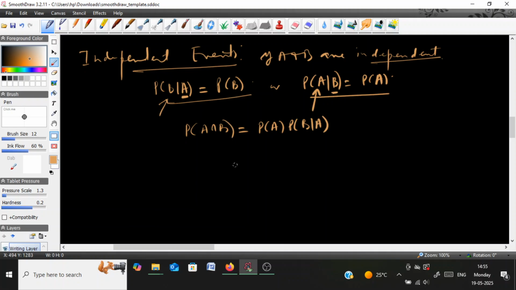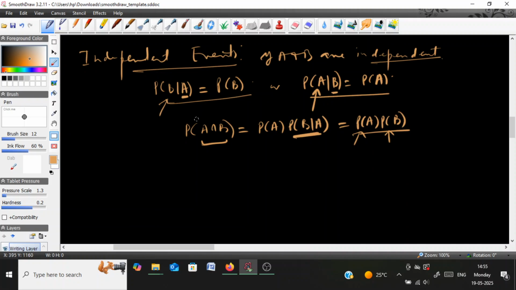And if A and B are independent, then the probability of B given A is the probability of B, and it can be written as the probability of A into the probability of B. So if the joint probability of two events, the probability of A intersection B, is equal to the product of their individual probabilities, then we say that these two events are independent.